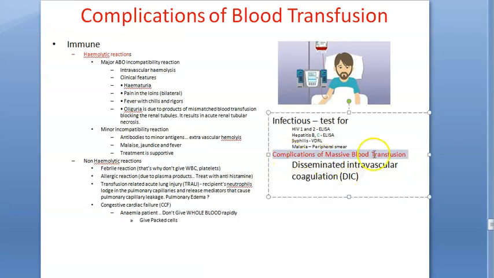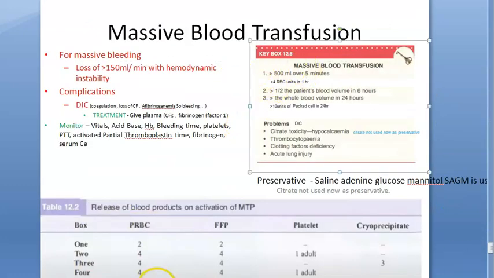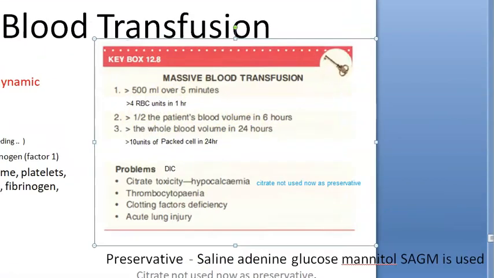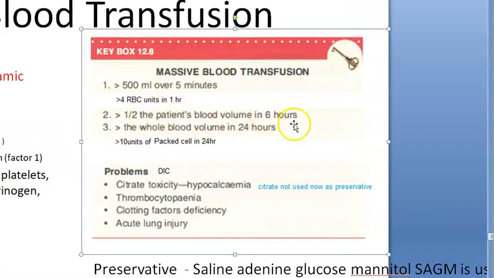Lastly, we have to look at the complications of massive blood transfusion. Now, what is massive blood transfusion? Massive blood transfusion means you're giving this guy over 500 ml in 5 minutes, or greater than 4 RBC units in 1 hour, or more than half the patient's blood volume in 6 hours, or more than a whole blood volume in 24 hours. So whole blood volume is around 5 liters, right? In 24 hours if you're giving 5 liters, or in 6 hours more than half, that means more than 2.5 liters. And if you're giving greater than 10 units of packed cells in 24 hours, all this becomes massive blood transfusion.